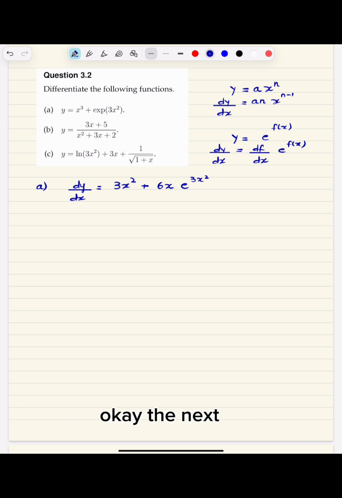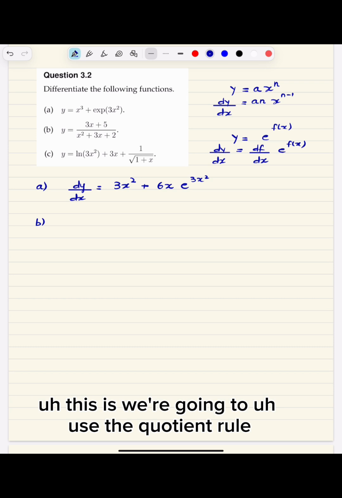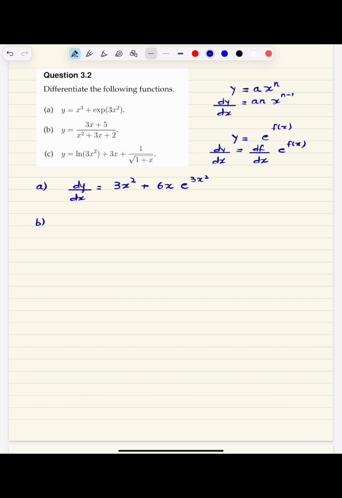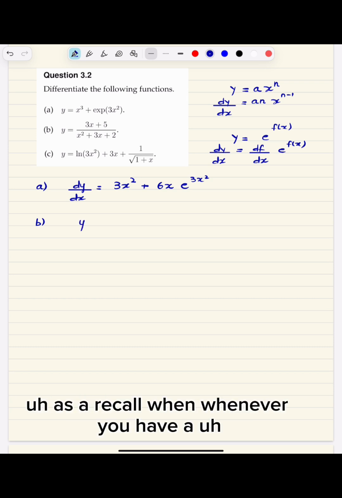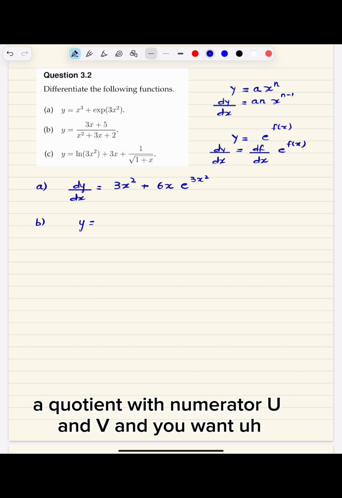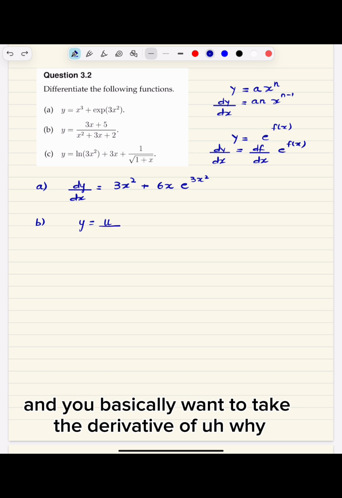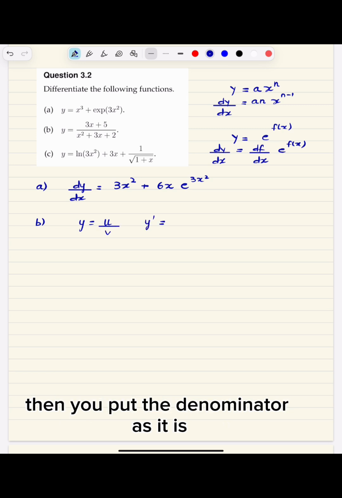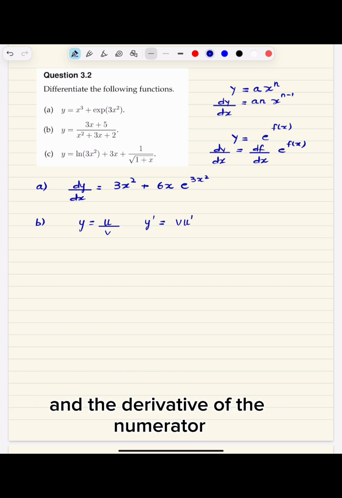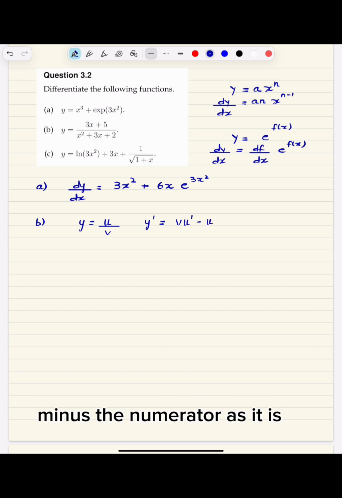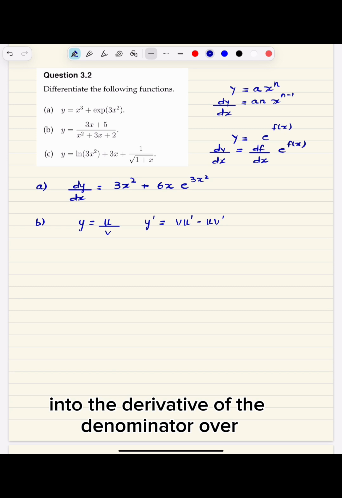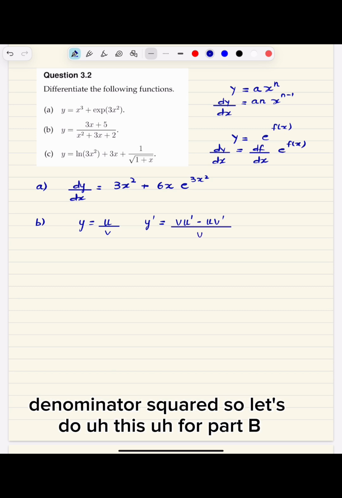Okay, the next, we're going to use the quotient rule. As a recall, whenever you have a quotient with numerator u and denominator v, and you want to take the derivative of y, then you put the denominator as it is times the derivative of the numerator, minus the numerator as it is times the derivative of the denominator, over the denominator squared.